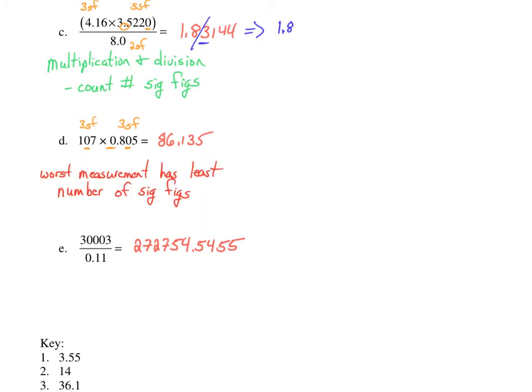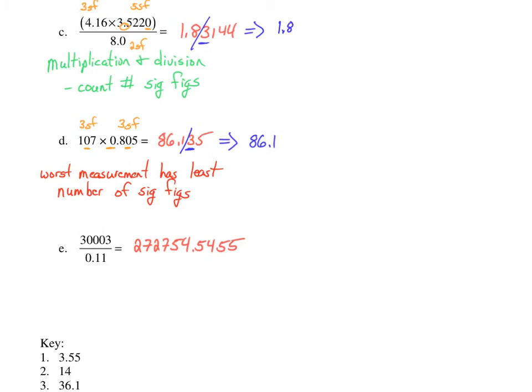So we look at our result. We can use 3 sig figs in our result, which means we're going to round things to the tenths. We look at the first number to be dropped. We see it's less than 5. We round down. Our correctly reported answer is 86.1.